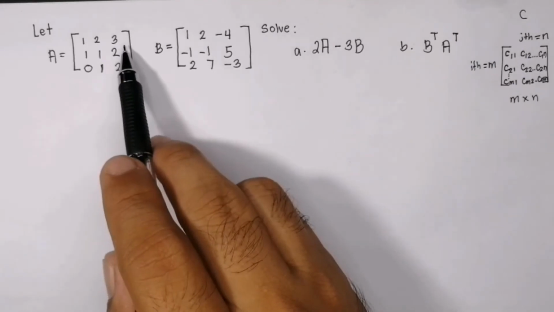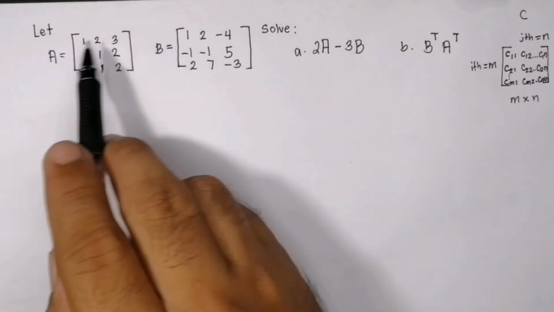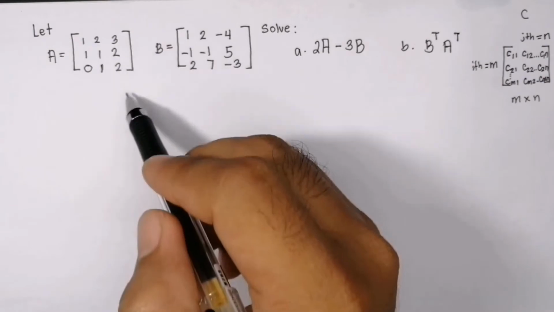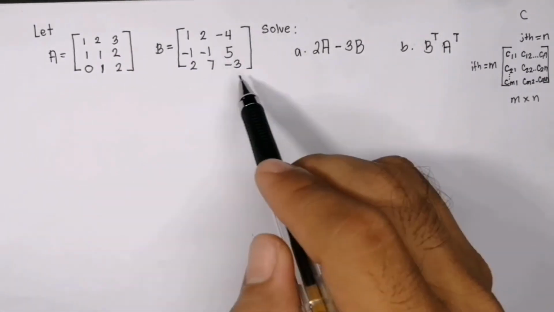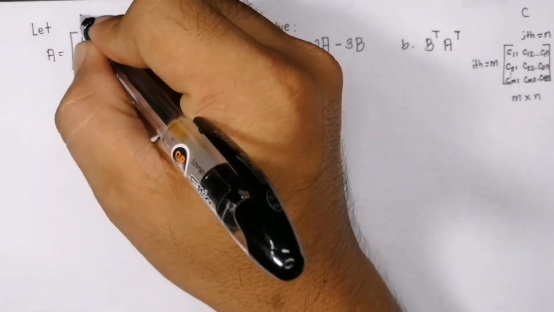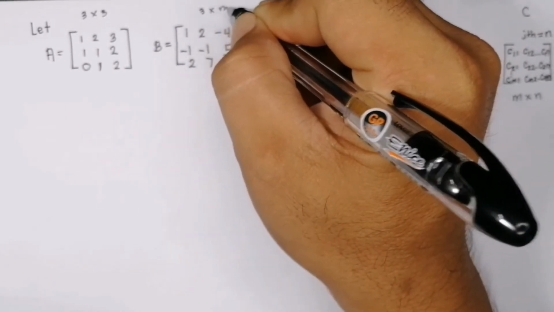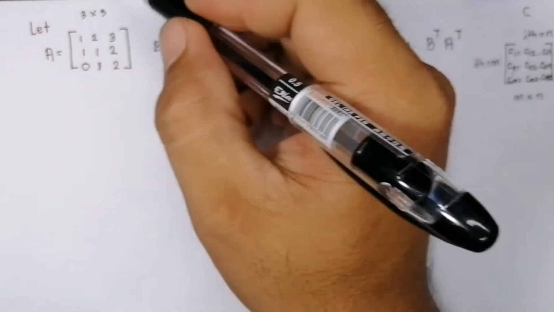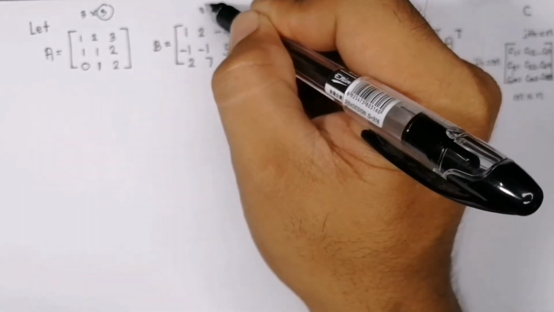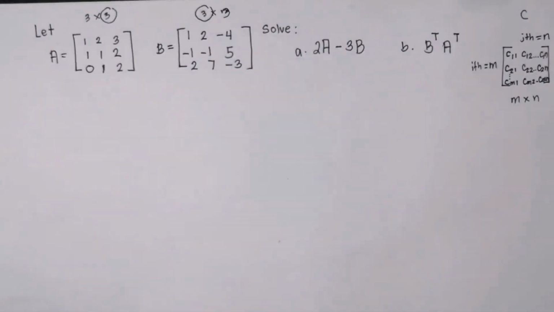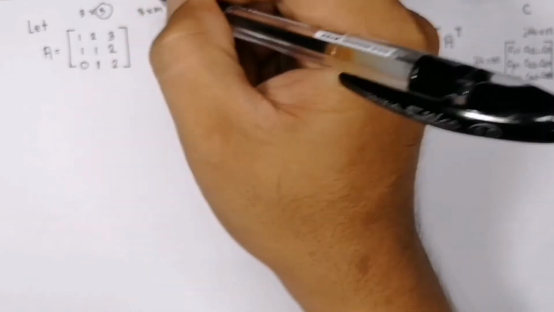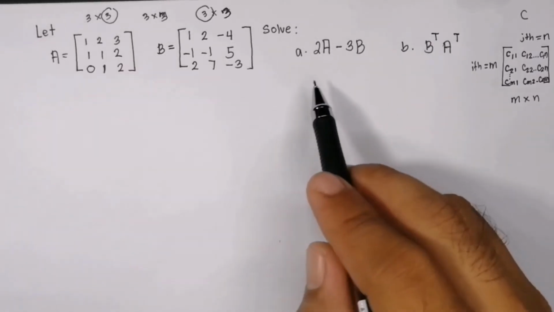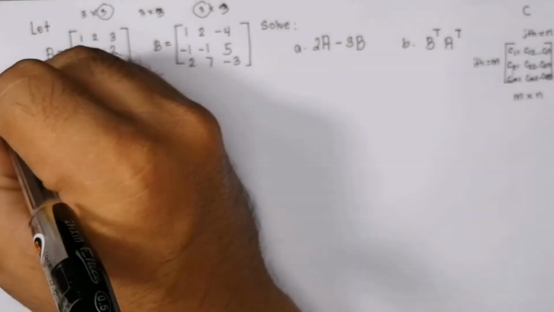It's a 3 by 3 matrix because there are 3 rows and 3 columns. Since this is a 3 by 3 and this is a 3 by 3, they meet here, and then the result should be a 3 by 3 as well. Right now, let's go back to the problem, letter A. Let's have the solution.